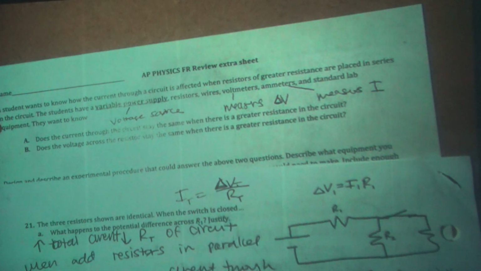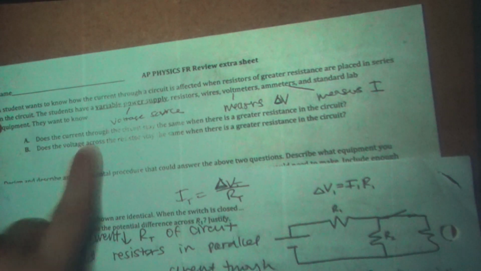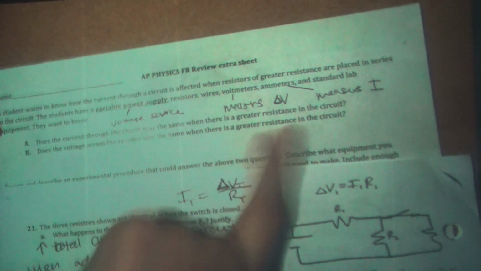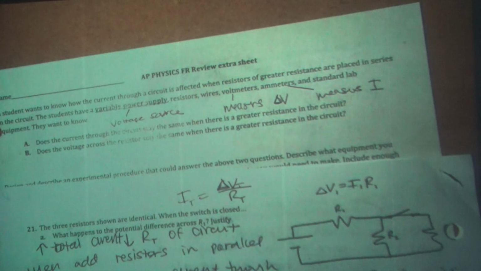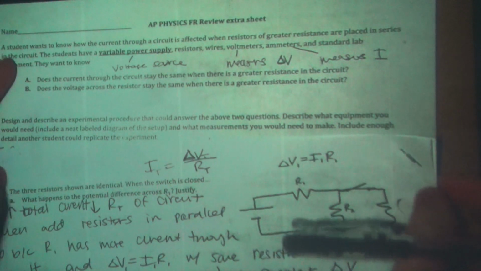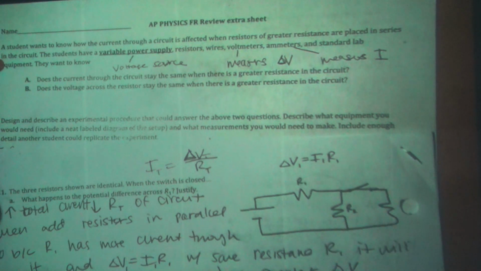All right, our two questions we want to answer. Does current through the circuit stay the same when there is a greater resistance in the circuit? Does voltage across the resistor stay the same when there is a greater resistance in the circuit? All right, so we want to design and describe an experimental procedure that can answer the two above questions, describe the equipment you would need, include a neat labeled diagram, and what measurements you would need to make, include enough detail another student could replicate.